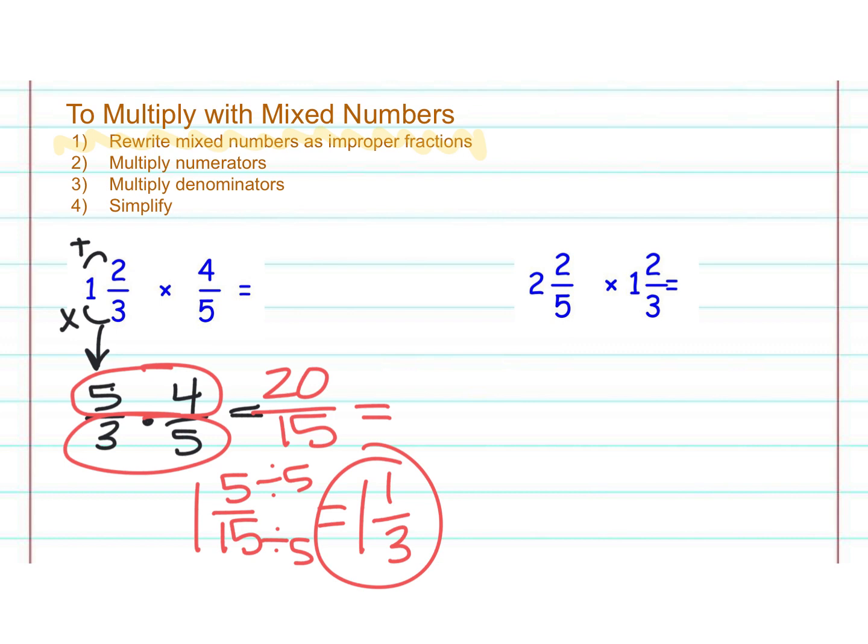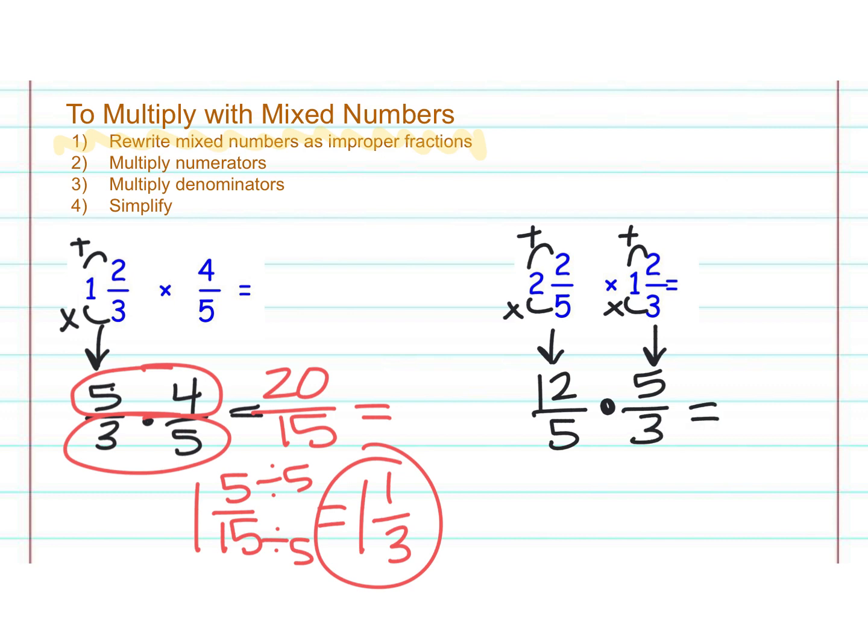And then we have 2 2/5 times 1 2/3. If you feel comfortable, try pausing, change them both to improper fractions, multiply, and then come back and check. 2 2/5, I'm going to rewrite that as, because we do 5 times 2 plus 2, so 5 times 2 is 10, plus 2 is 12/5. And then 1 2/3, so we have 3 times 1 plus 2, so 3 times 1 is 3, plus 2 is 5, so times 5/3.